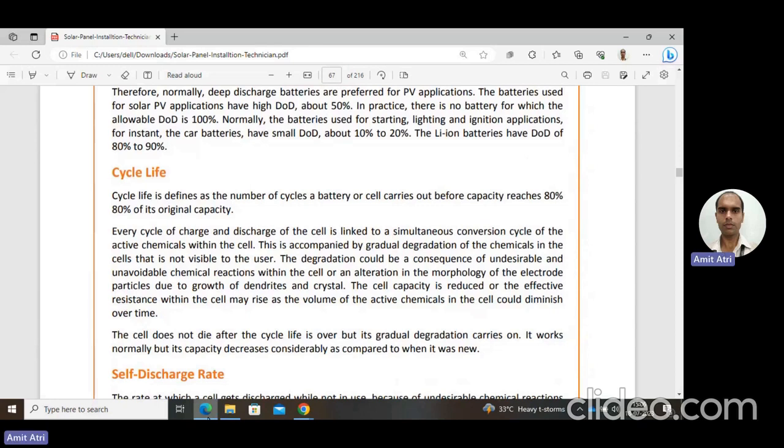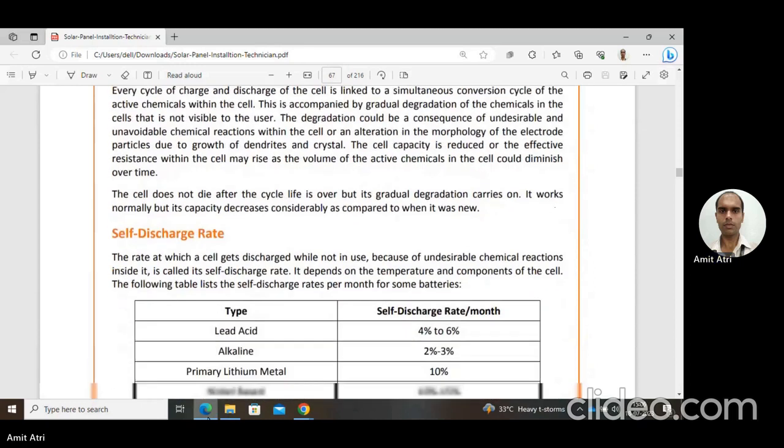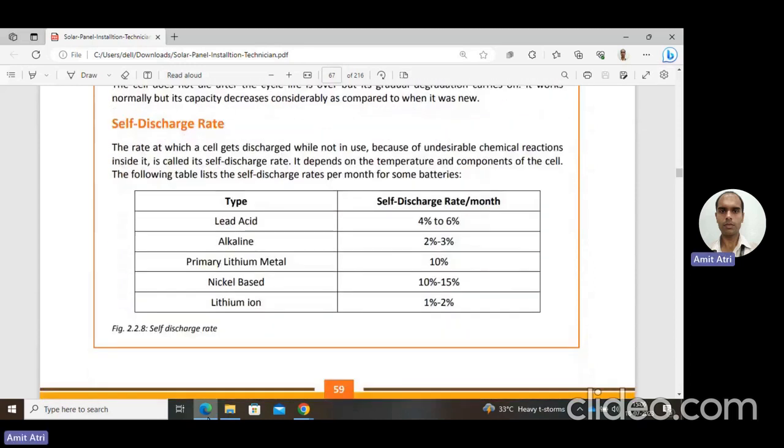The cell does not die after the cycle life is over, but its gradual degradation carries on. So the capacity keeps decreasing. It works normally, but its capacity decreases considerably as compared to when the battery was new.